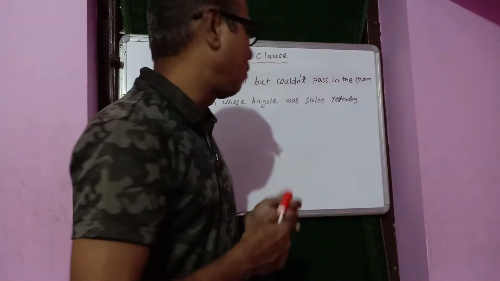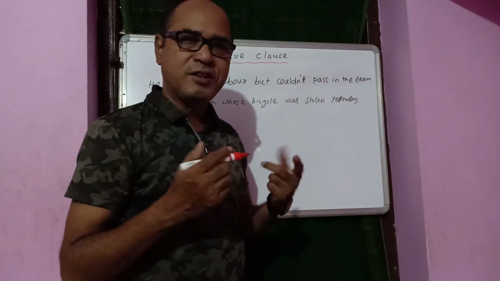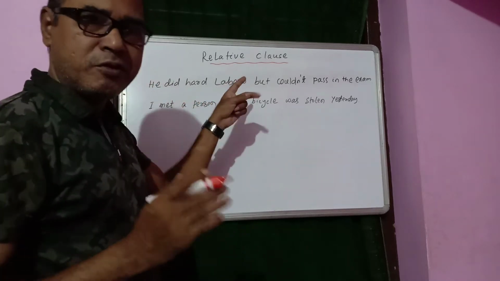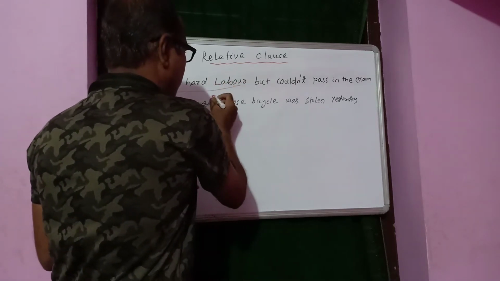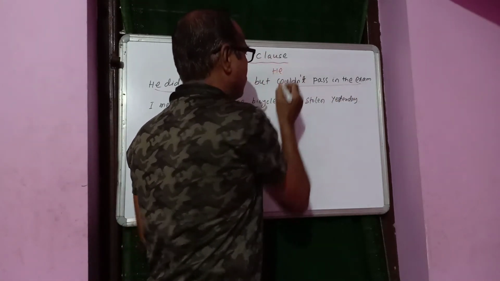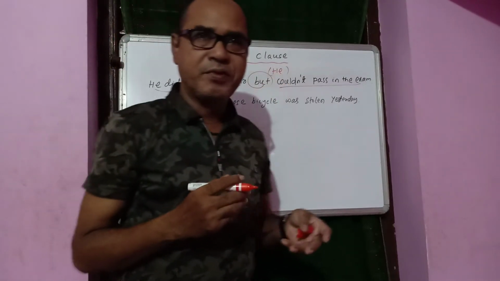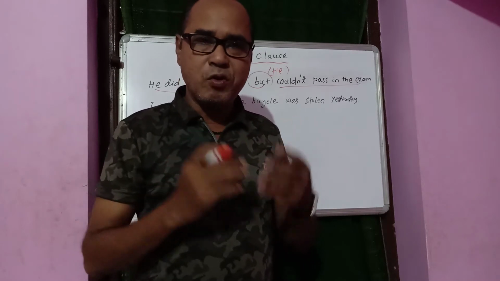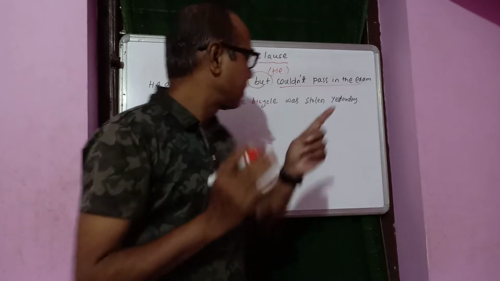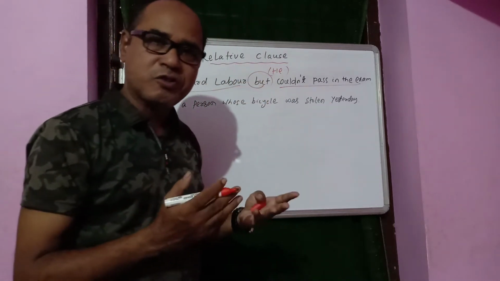First, you see the example. He did his labor, but couldn't pass in the exam. You see, here, he did his labor. This is one independent clause. This is another independent clause. Here he is omitted. You see, but is the conjunction. But is a coordinating conjunction, a coordinator. It conjoins two independent clauses and makes a compound sentence.